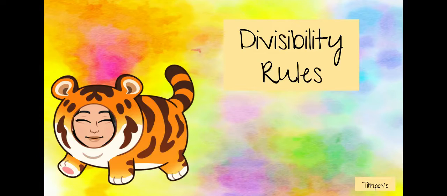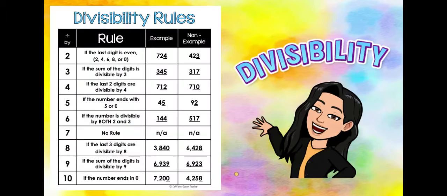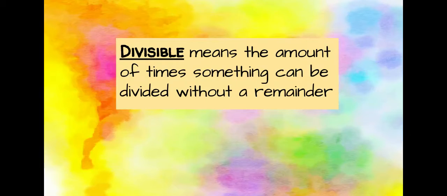Okay, let's start out by talking about the divisibility rules. We are going to talk about the most common divisibility rules. That would be the number 2, the number 3, the number 5, and the number 10. Divisible means the amount of times something can be divided without a remainder.